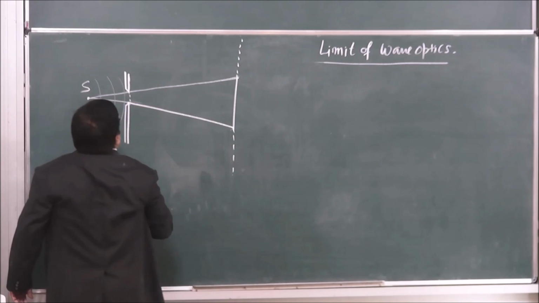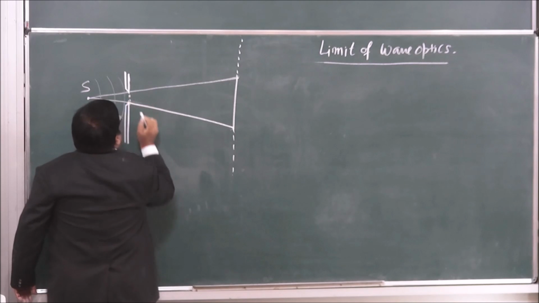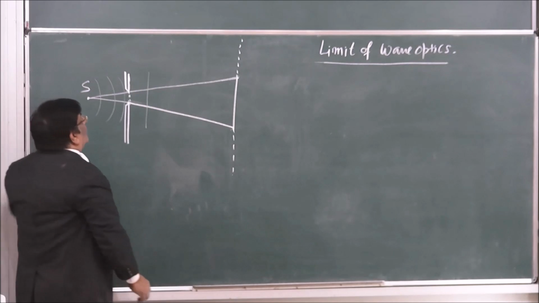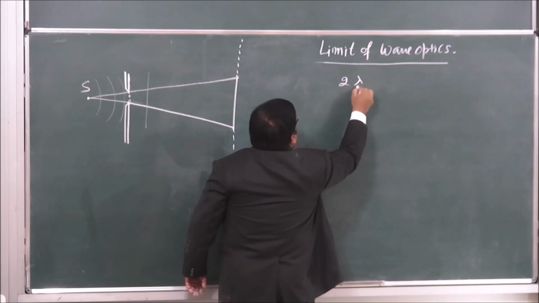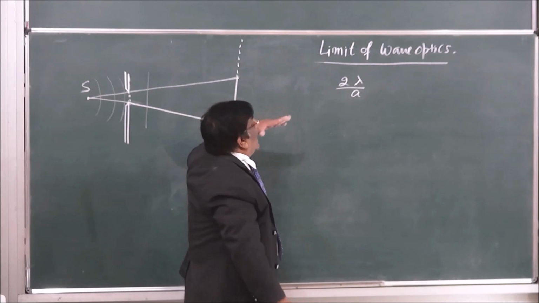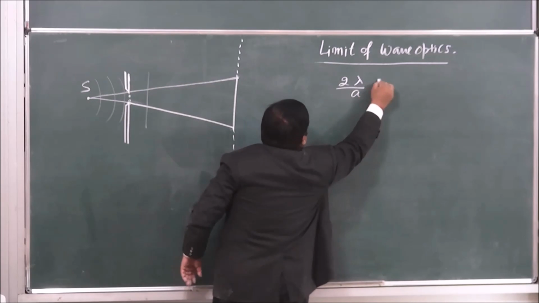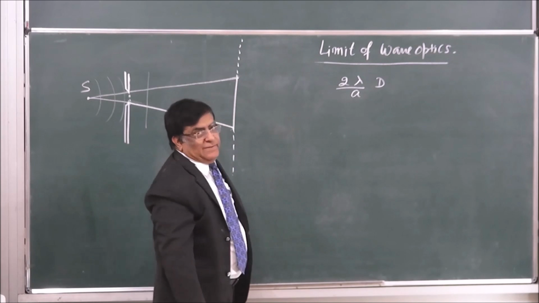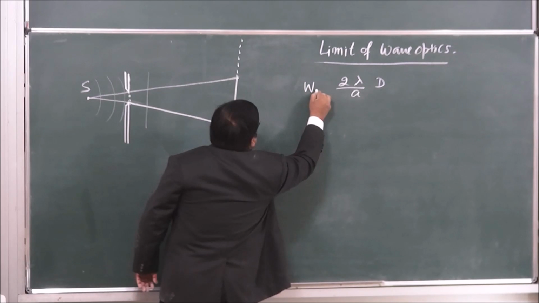This is the wave front. When this wave front is here and this distance I keep here, how much will the opening be? The answer is the opening is equal to 2 lambda upon A. This is the angle, and with this angle we have to multiply D, and that gives the width, 2 lambda D by A. Okay, this is the width of the central maxima.